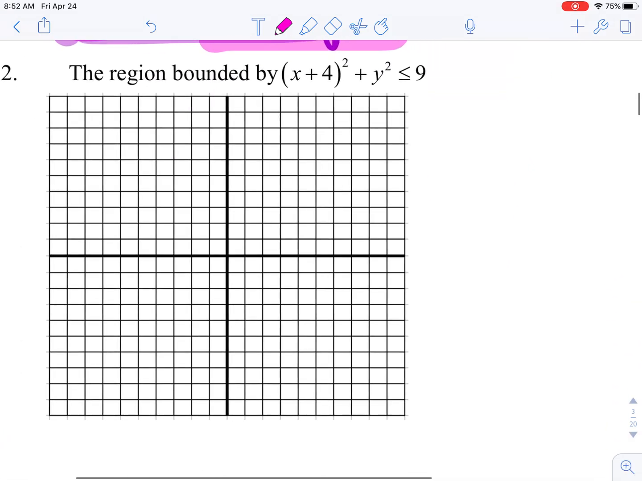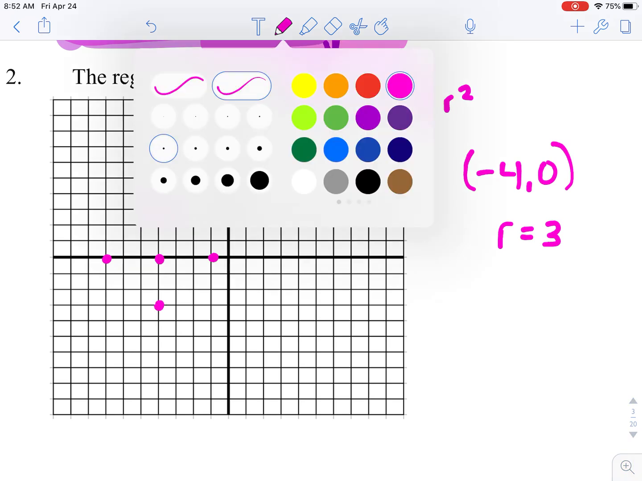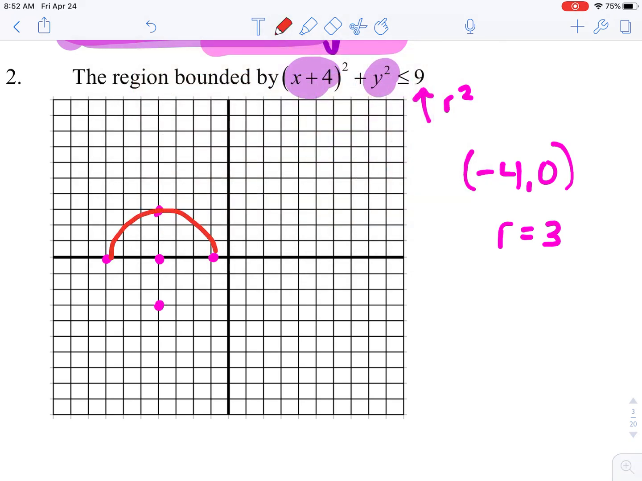Do you remember what this next one is a picture of? That's right, this is a circle. Where is your center located? Your center of your circle is located at -4, 0. And this is always the radius squared, so our r is just 3. And so from here, we're going to connect our dots to create our circle.